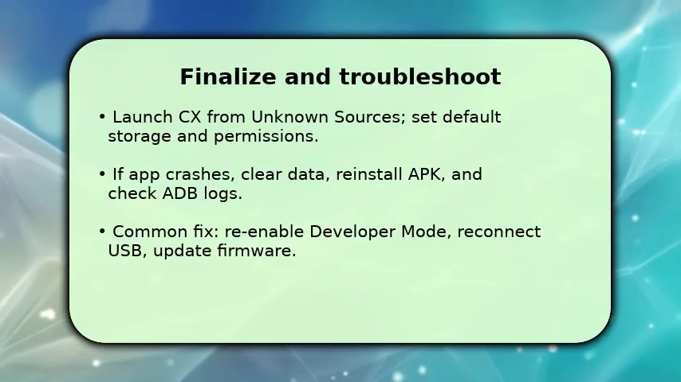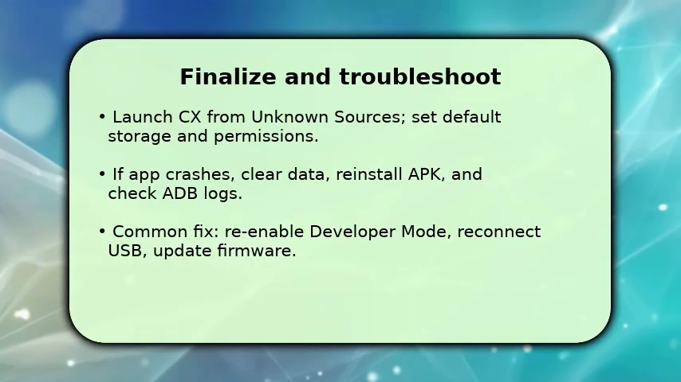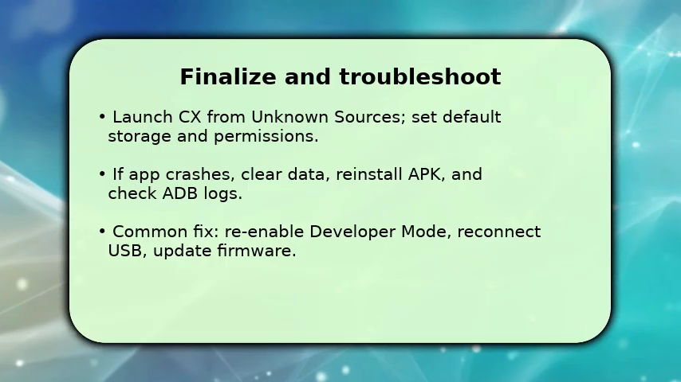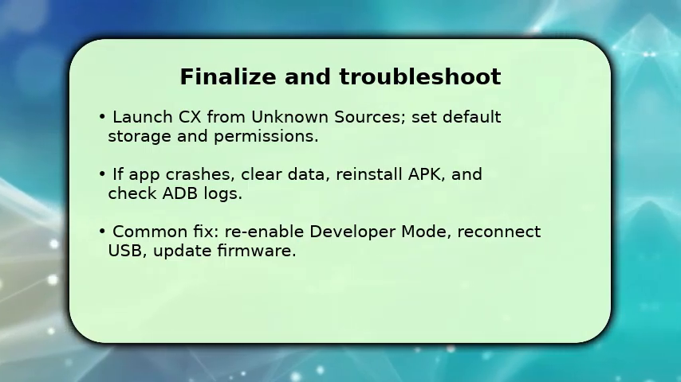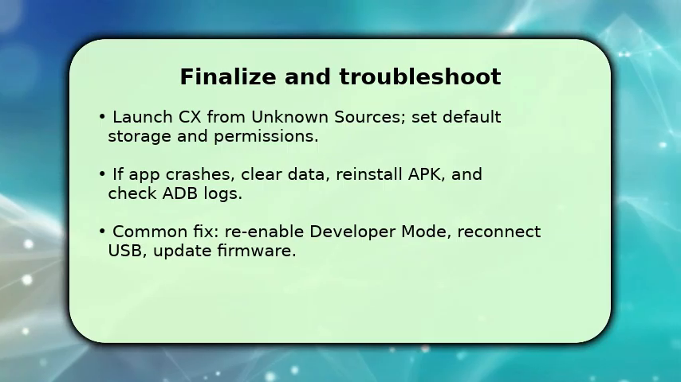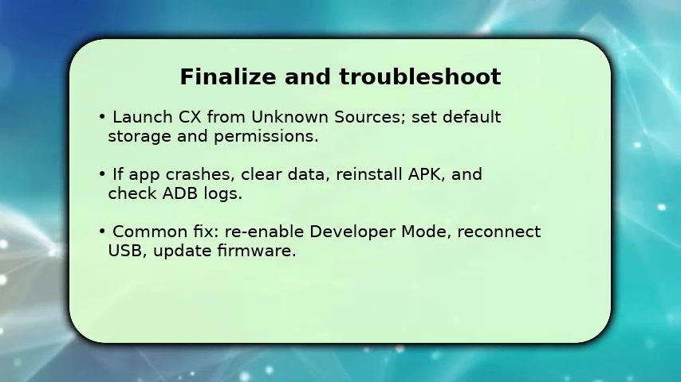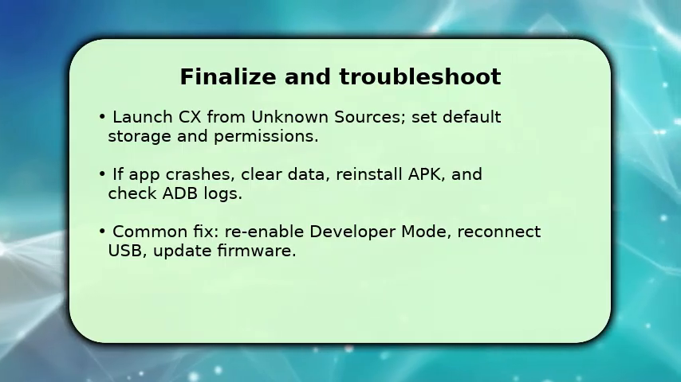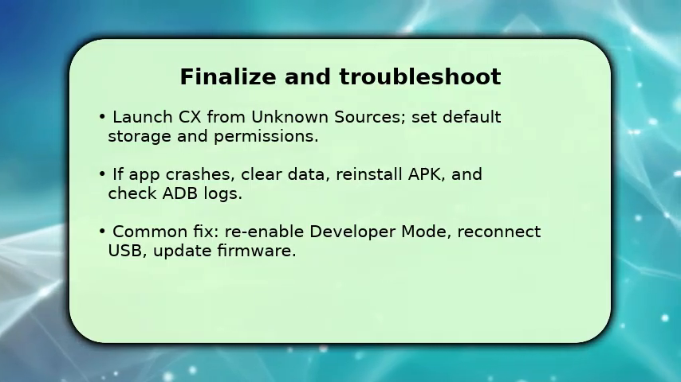You finish by opening CX File Explorer from unknown sources and configuring default storage paths and permissions so you can browse files immediately. If the app crashes or fails to open, clear its app data, uninstall and reinstall the APK, and then check ADB Logcat for obvious errors. This reveals permission or compatibility issues.